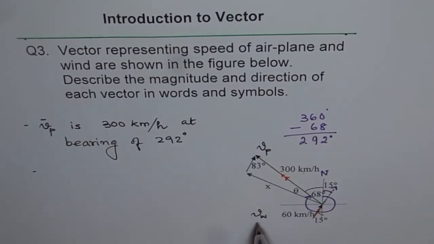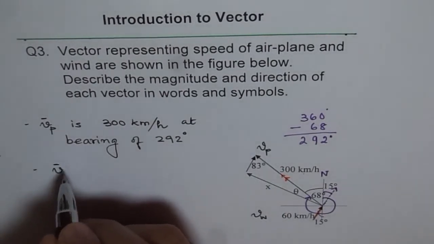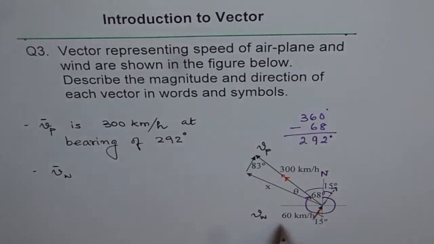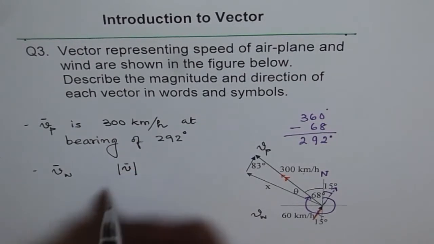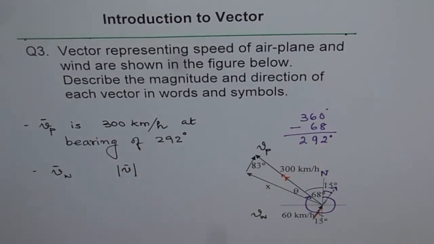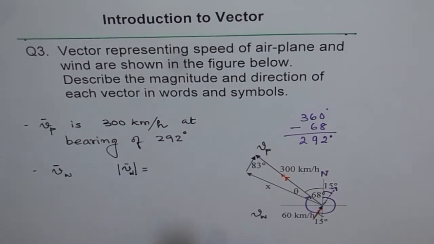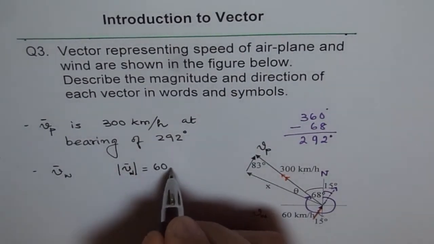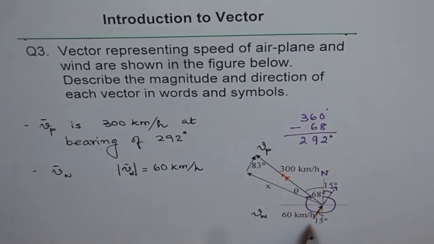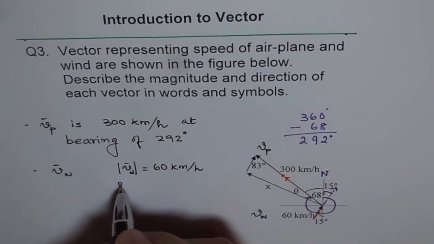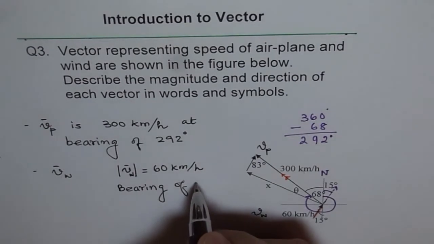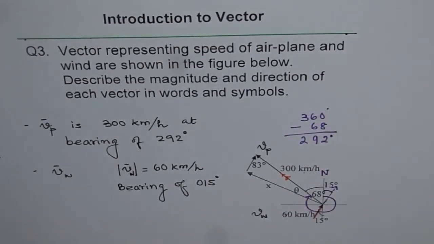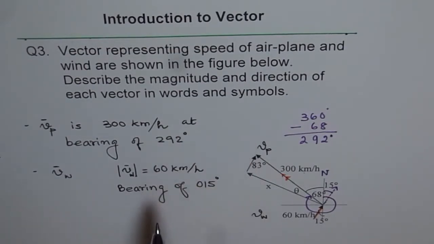Here I'll show you that we can also write it like this. Velocity of wind, I can write in two components. One is the magnitude: the magnitude of the velocity of wind, which I write in bars, is equal to 60 kilometers per hour. And the direction is a bearing of 15 degrees, so 015 degrees. That's one way to represent our vector. So I've shown you two different ways, writing in words and writing in symbols.